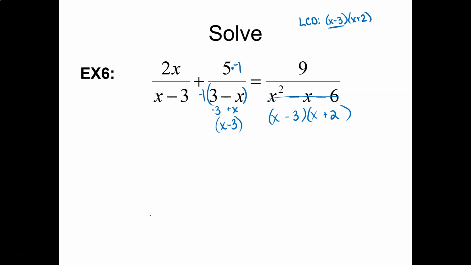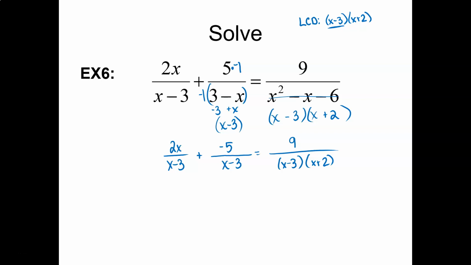So I'm going to rewrite it so that we're really clear about what we're doing here. So now what I've got is 2x over x minus 3 plus -5 over x minus 3 equals 9 over x minus 3 times x plus 2. It is going to make it a lot easier to do this problem if you do that.